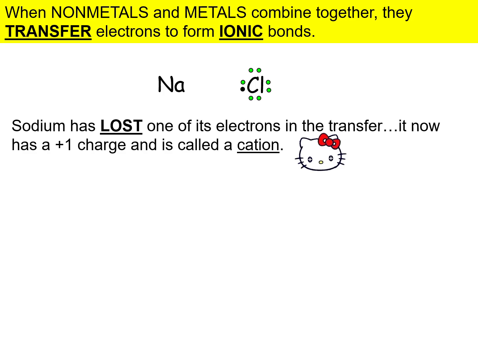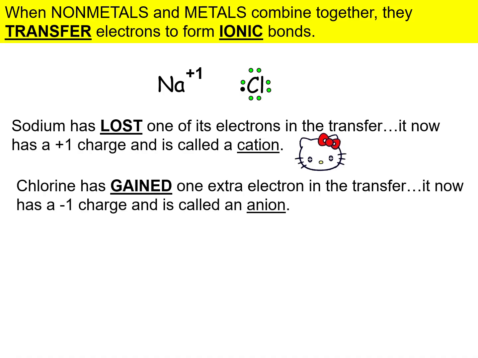And now we no longer have electrically neutral atoms, but ions. Sodium has lost one of its electrons. An electron has been subtracted from it, so it now has a +1 charge, and it's called a cation. Remember, electrons are backwards. If you're subtracting electrons, you're going to end up with a positive charge. If you're adding electrons, you're going to end up with a negative charge. Which brings us to chlorine, which has gained an extra electron in the transfer, and now it has a -1 charge, and it's called an anion, kind of like onion, but with an A in front.